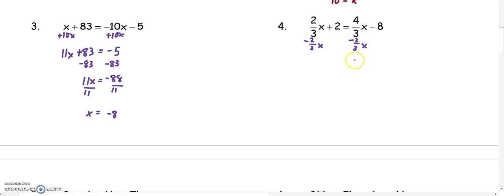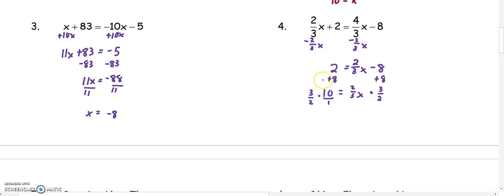So 4 minus 2 gets us 2/3 x minus 8, and that's equal to 2. The next step then would be to add 8 to both sides. 10 equals 2/3 x. Remember, to get rid of a fraction, you want to multiply by the reciprocal, which means we are flipping our fraction.